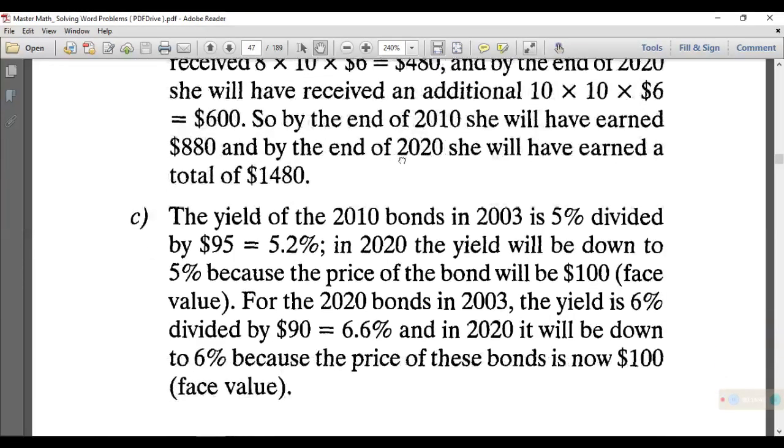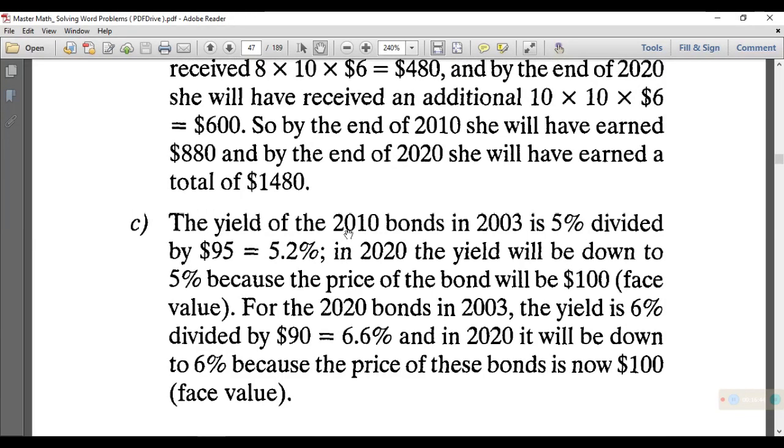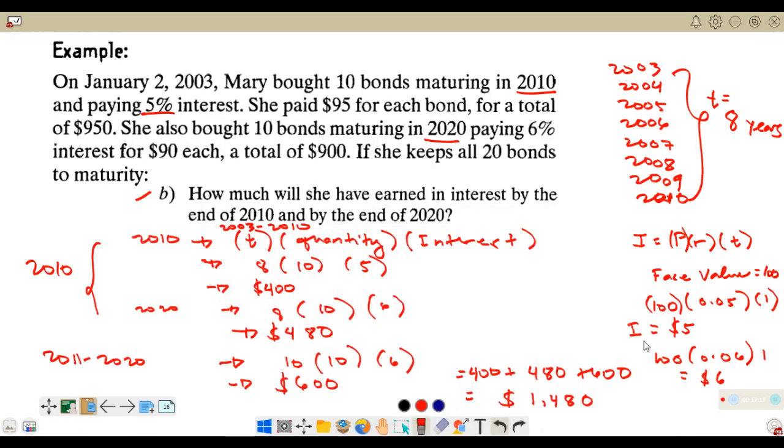Okay, so in part C, this is what I was saying is a bit confusing. Because what you should divide is the interest, not the interest rate. So the yield of the 2010 bonds in 2003 is 5% divided by 95, which is 5.2%. If you do this, you will not end up with 5.2%. Instead, you will end up with about 0.052%. So, this is not very clear. Actually, what you should look at is the interest we got here, the 5% and the 6%. So, let's go to part C.